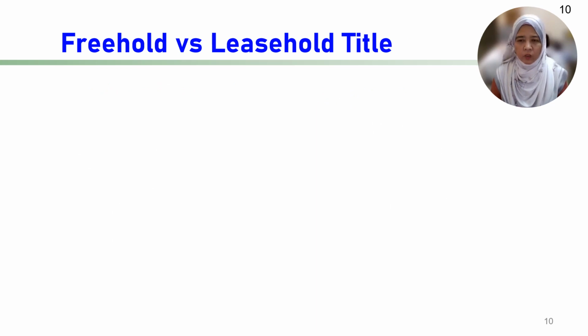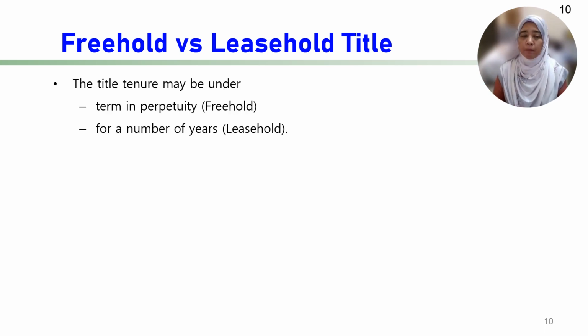Now, another distinction on the title is whether the title is held under freehold or leasehold. Ini berkenaan dengan tempoh pegangan tu. Okay, freehold or leasehold depends on the holding, on the tenure, the term, the number of years on the title. Okay, whether term in perpetuity, which is freehold, or for a number of years, which is leasehold. Okay, so freehold is pegangan selama-lamanya. So means that you can be the owner of the land until the end of time.